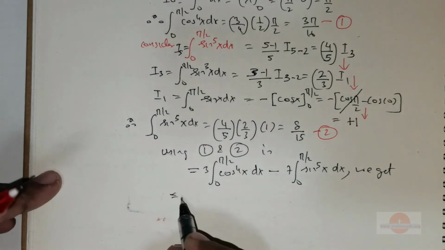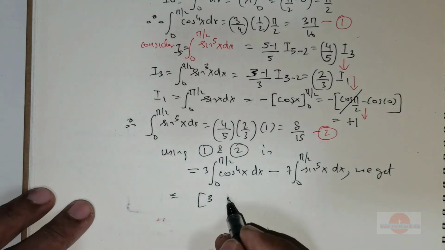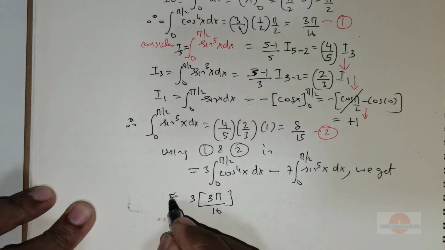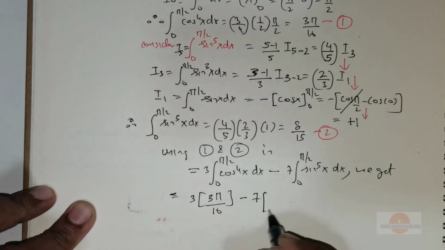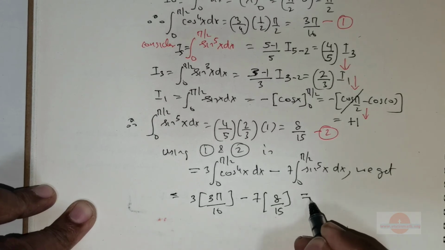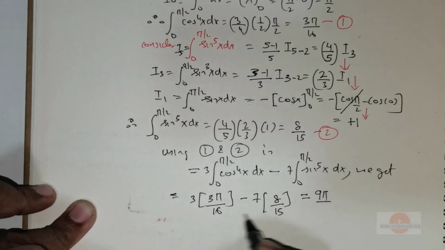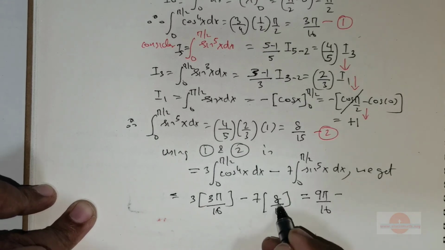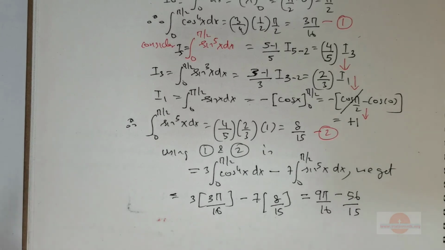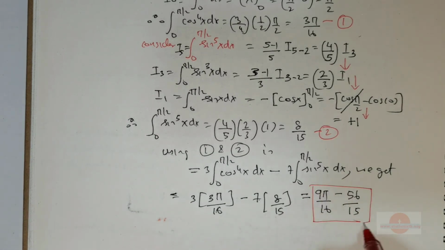This is equal to, we already know this quantity to be 3 pi divided by 16, multiplied by 3, followed by minus 7 times, we already know this to be 8 over 15. So I can rewrite this as 3 times 3 pi would give me 9 pi divided by 16, minus 7 times 8, this is going to be 56 divided by 15. So this can be your final solution to the question.